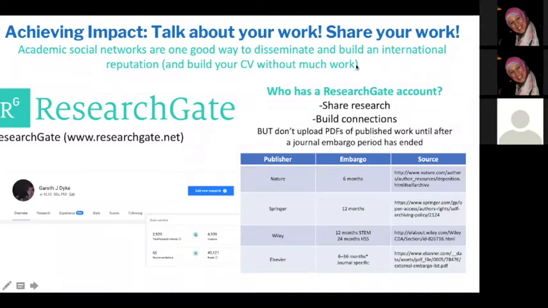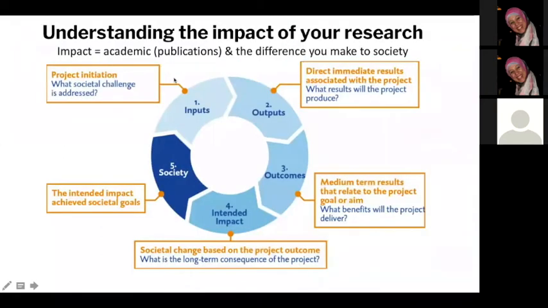Now, one of the key things about this, one of the great things about this, and this is one of the huge advantages also of the ORCID system, academic social networks are great ways to disseminate and build an international reputation and build your CV without doing much work. I always encourage everybody to sign up for these accounts because it's a pain in the neck to have to keep track of all of your own outputs and build your own CV over time. Of course, sites like ResearchGate, sites like orcid.org help you to do this without you actually having to do all that much. So what this is all about is understanding the impact of your research.